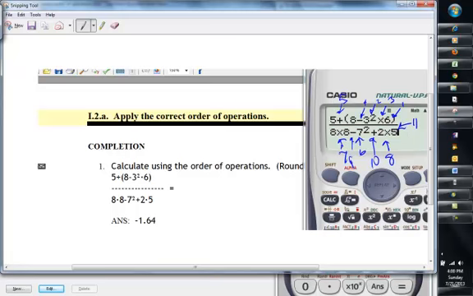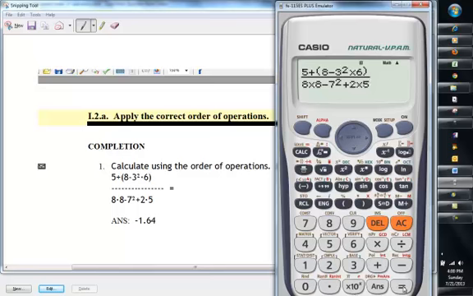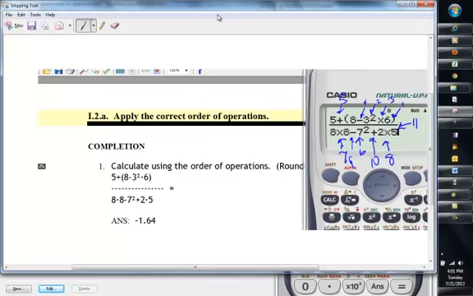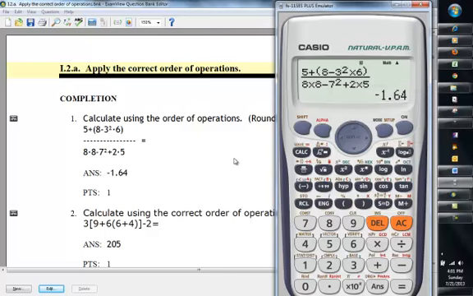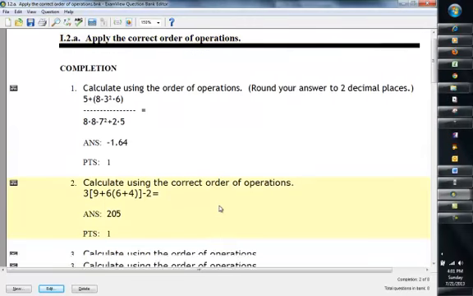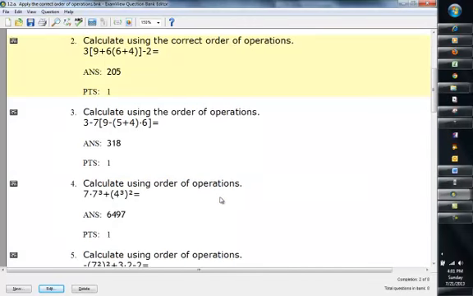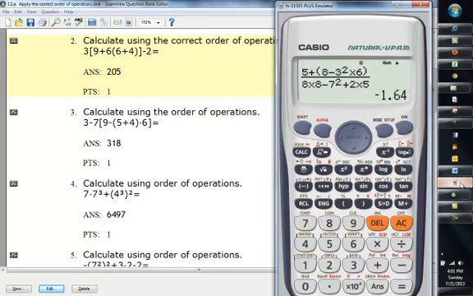But anyway, when we press that on our calculator, we get negative 41/25, which should be negative 1.64. I'm not going to go through the order of operations for the rest of them. I'm just going to show you how the calculation works for each of them and show you how it's done.